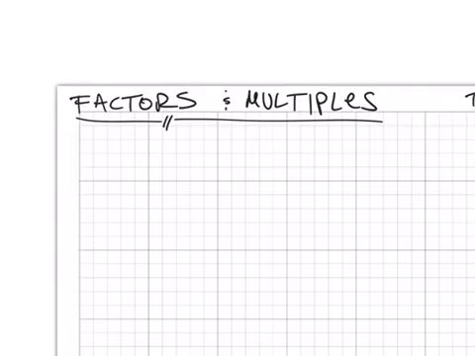So let's start with the word factor. Factors are numbers that other numbers are made of. So let me show you what a factor is. Okay?